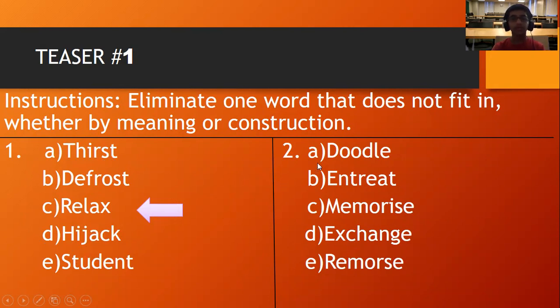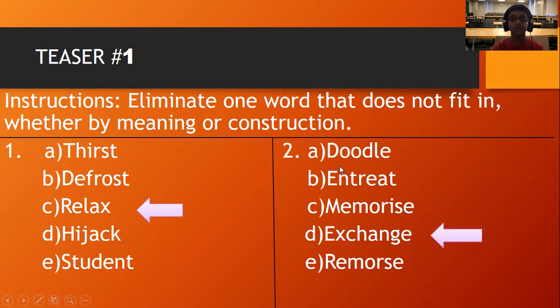Now, number 2. A. Doodle. B. Entreat. C. Memorize. D. Exchange. Or E. Remorse. Now, like number 1, you can pause this video and try it out for yourself, but otherwise, I'll directly give you the answer, which is D.